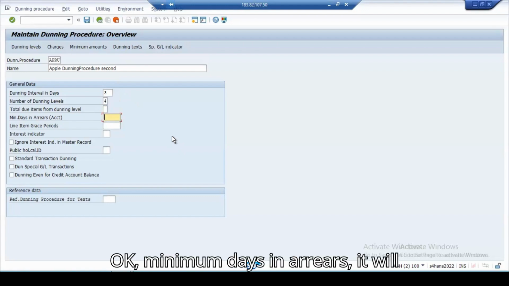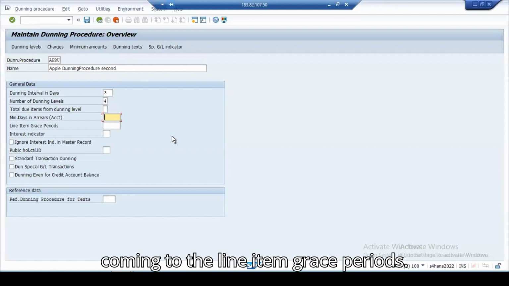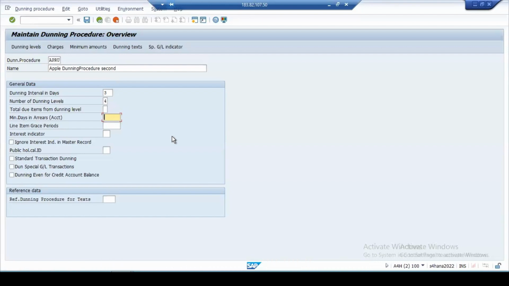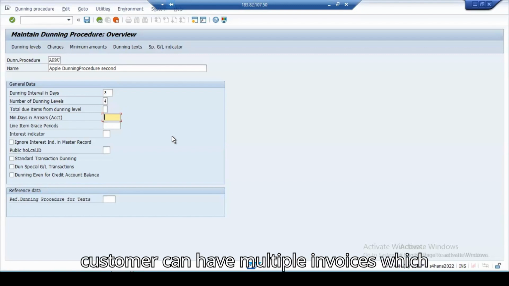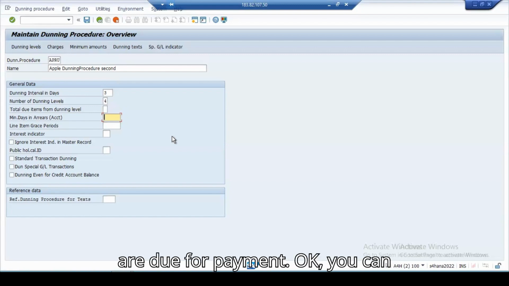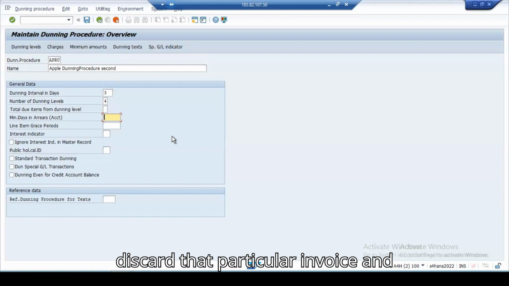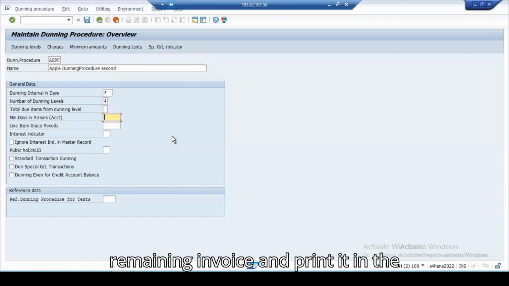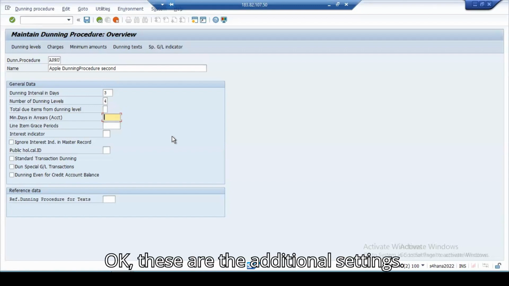Minimum days in arrears will apply for the complete customer. All the invoices will be exempted. Whereas coming to the line item grace periods, it is only given on a line item basis. A customer can have multiple invoices which are due for payment. So it will validate. You can give grace if you mention 2. It will only discard that particular invoice, whereas it will calculate the dunning for the remaining invoices and print it in the reminder. Okay, understood. These are the additional settings.